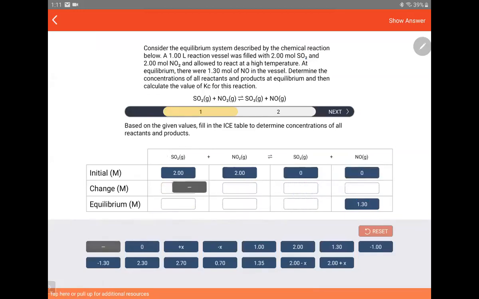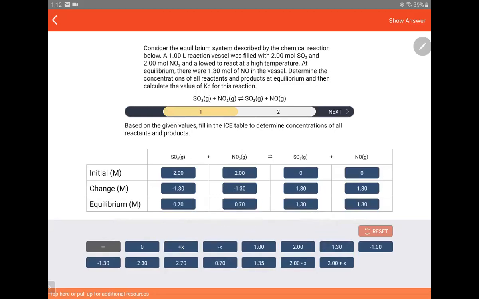Now this thing here, you can use if you have like a solid or a pure liquid, you would just not include it. So that's why that's there. So we got a minus 1.3. And then we have 0.7s. And we have a 1.3 here. Okay, so there's all our minus x's. 2 minus 1.3 is 0.7, x, x. But we do have a next.